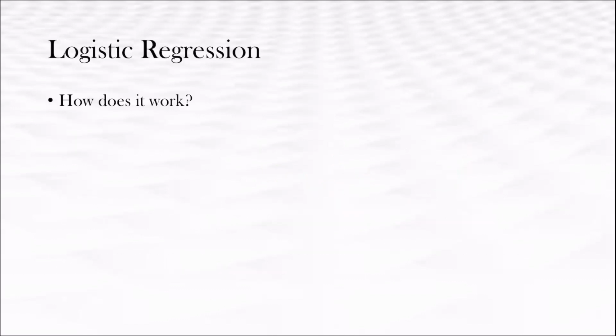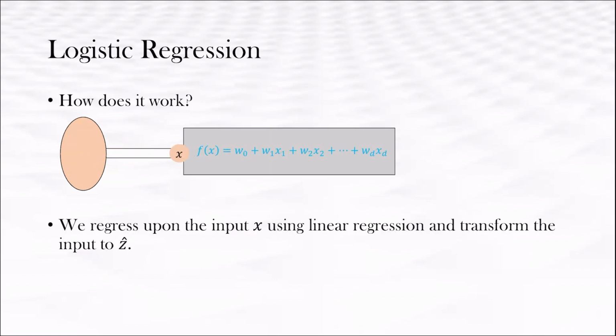So let us see how logistic regression works with the sigmoid function. First we take any input x, and using this input x we regress on it with the help of linear regression, by the function f of x equals w0 plus w1 x1 plus w2 x2 till wd xd, and hence with this regression we get the value z hat.